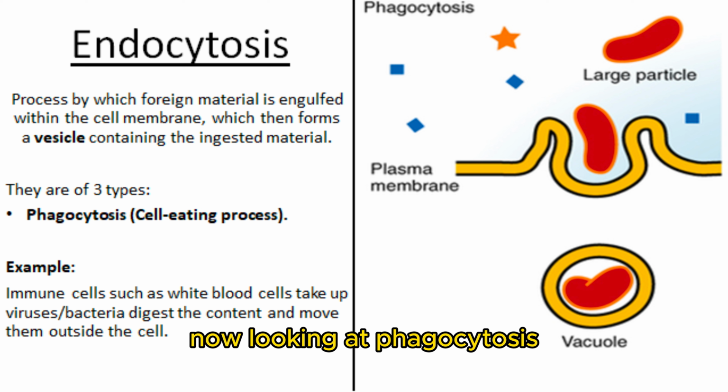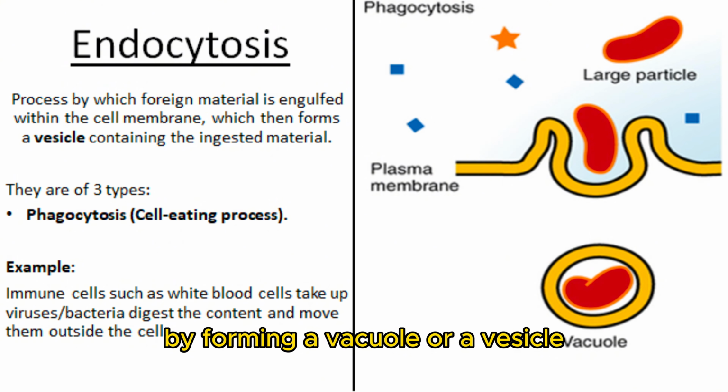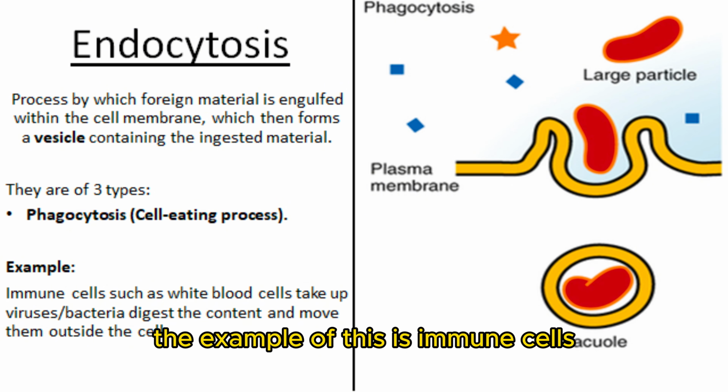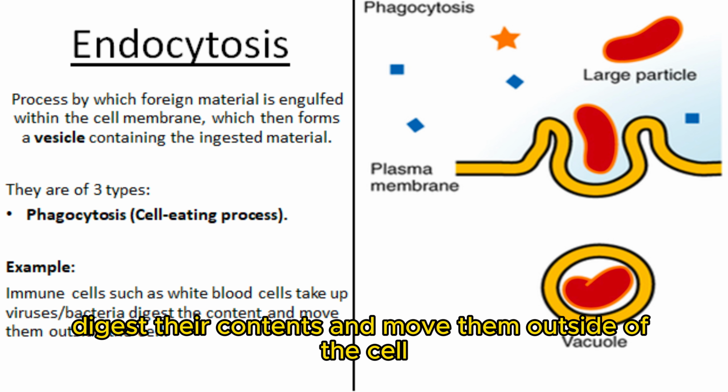Now looking at phagocytosis, you can see that the large particle is engulfed within the cell membrane by forming a vacuole or a vesicle. The example of this is immune cells such as white blood cells taking up viruses or bacteria, digesting their contents, and moving them outside of the cell.